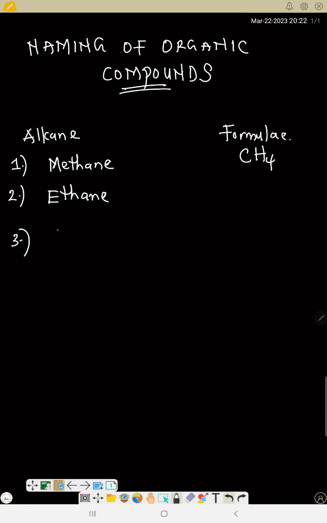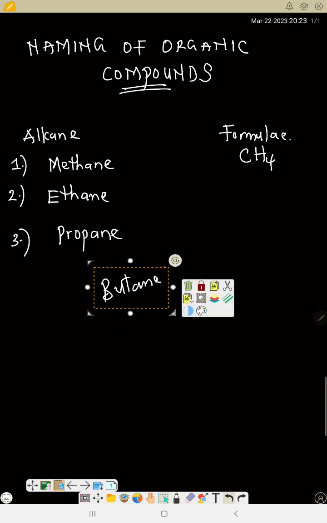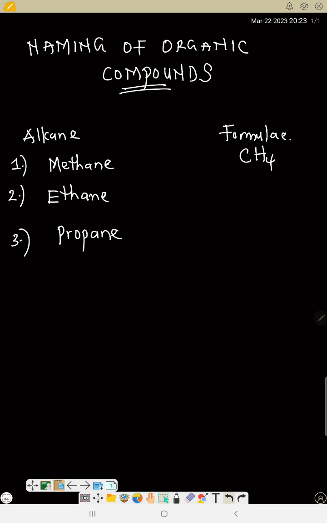Remember, number 3 is prop. So that will be propane. 4 is but. So that will be butane. Please take note of the first 10 that I mentioned earlier. So now, propane will be for number 3, and ethane is number 2.